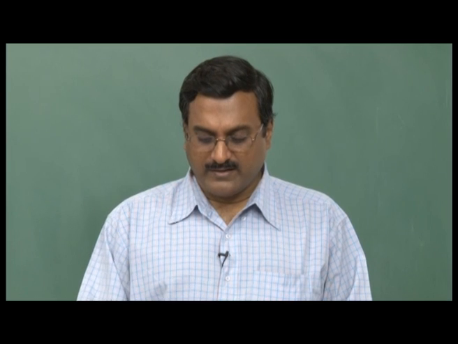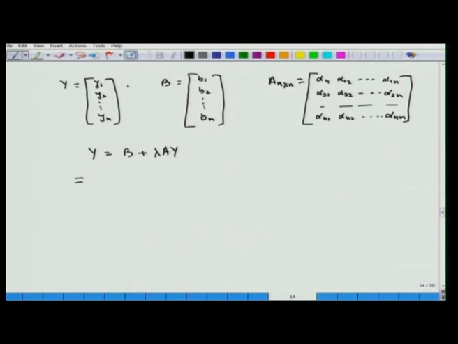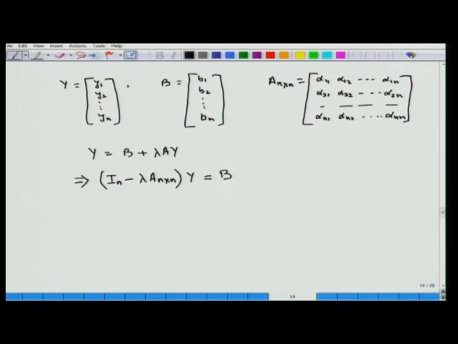Now, this Y is simply rewritten as I_n times Y, that is the identity matrix. So, from here we have a system of equations (I_n minus lambda A), where A is an n cross n matrix, multiplied with Y, equal to capital B. So, if this matrix I_n minus lambda A is invertible, then we will have a unique solution.